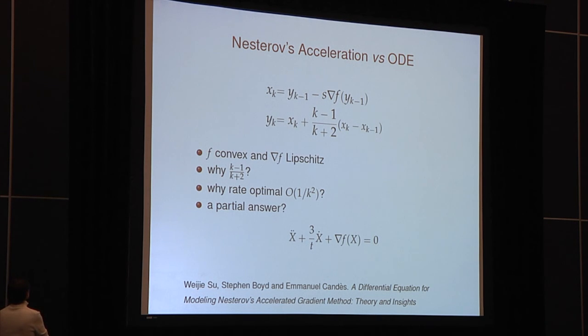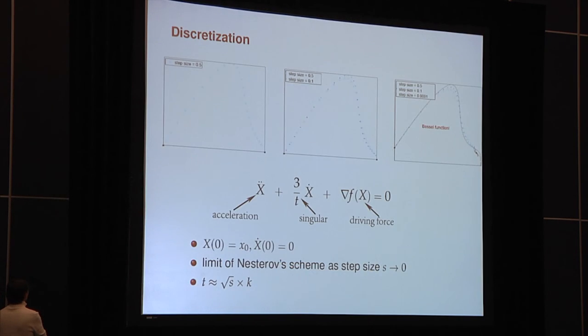(k-1)/(k+2) be that specifically? Our work starts with letting the step size s approach 0 and thus obtains a differential equation to partially illuminate these mysteries. These 3 plots are the trajectories of Nesterov's scheme, minimizing a 2-dimensional quadratic function. As the step size approaches 0, the trajectories converge to a smooth curve. This curve is governed by this ODE, which consists of 3 terms: acceleration, speed, and the driving force. And this ODE is non-trivial in the sense that it's singular at time 0.